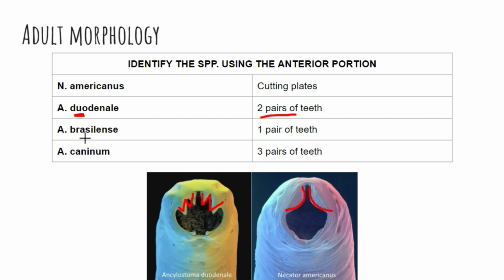And then, Ancylostoma brasiliense, 1 pair only. While for caninum, 3 syllables, caninum. And this has also 3 pairs of teeth. So, this is how, again, you will identify the species level using adult worms.